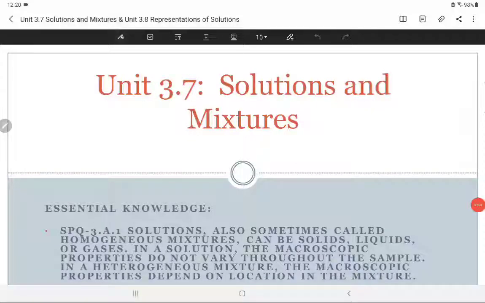Okay, with unit 3.7, we're going to shift gears a little bit. We've been talking about mostly gases, and earlier in the unit we talked about solids, but we haven't really talked about liquids, and actually in terms of liquids we're going to talk about solutions. So if you take a solid, or I guess you could take a gas and dissolve it in water maybe, you'd get a solution.